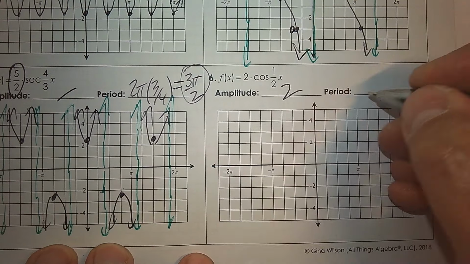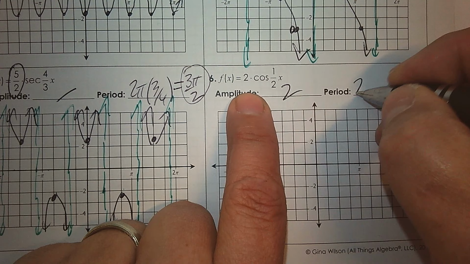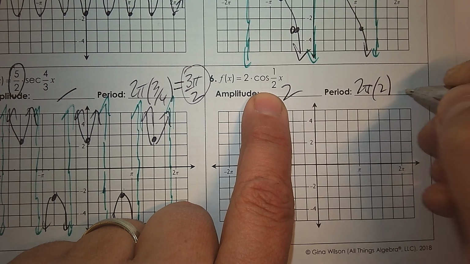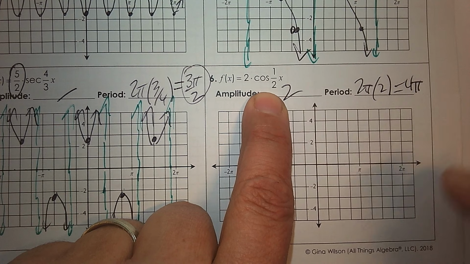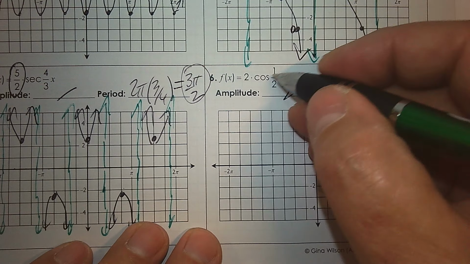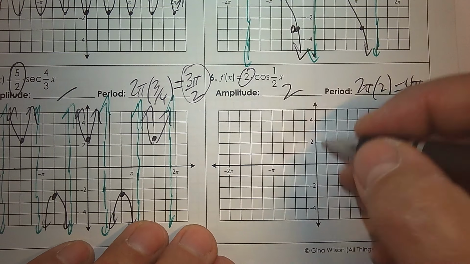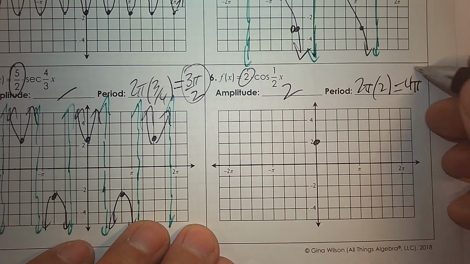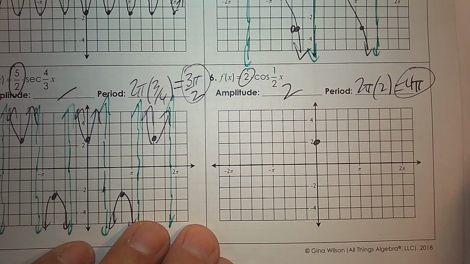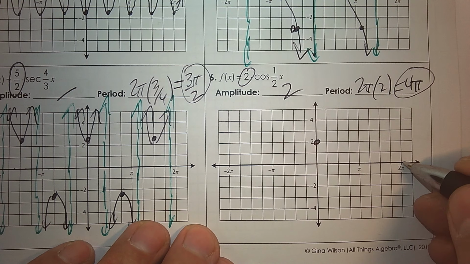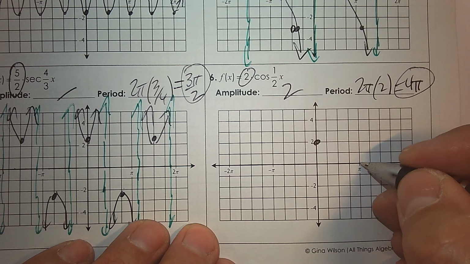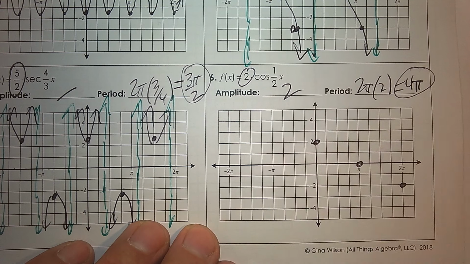Number 6, there's an amplitude, it's 2. The period would be 2 pi, but to undo 1/2 times 2, so now the period's 4 pi. Cosine starts at the top or bottom, so that 2 tells me it starts at the top. At 4 pi I can't get to, so half of 4 pi is 2 pi, so that's going to be at the bottom. And then in the middle is the midline. And there's your pattern.